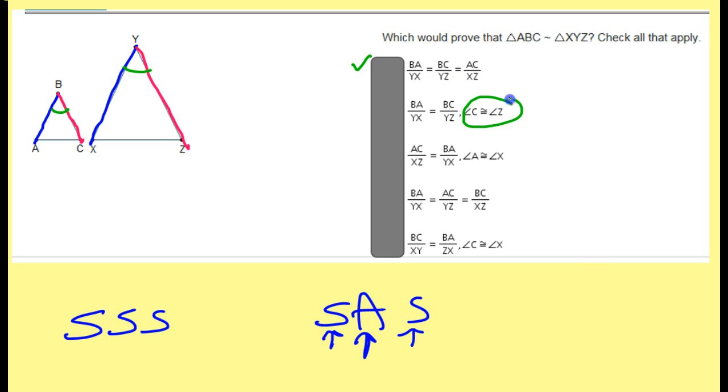So this is the wrong pair of angles. So that's why this is a no. If this had been B and Y, then I would have put a check mark. It would have been correct.